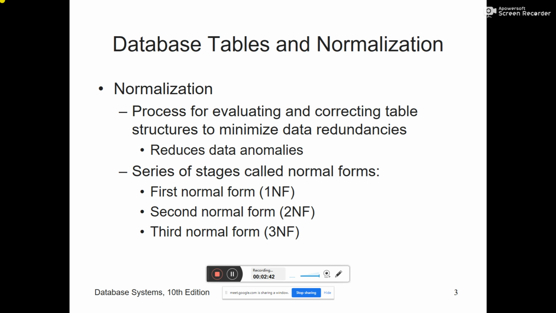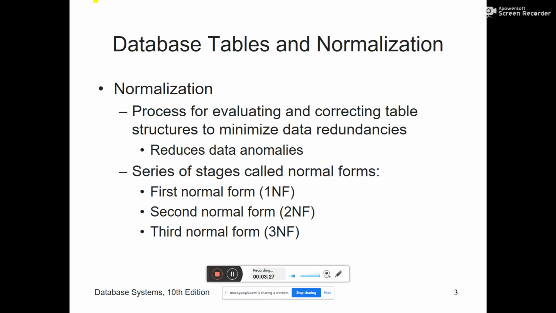Let's start with database tables and normalization. When we perform data modeling with an ER diagram, it should produce a good table structure. But as I told you, it is possible that after mapping our ER diagram to tables, we come up with a poor table structure, even if we have a very good ER diagram or database design. So how can you recognize that a table structure is poor? And how can I change this poor table structure to a good one? The answer to both these questions involves normalization.